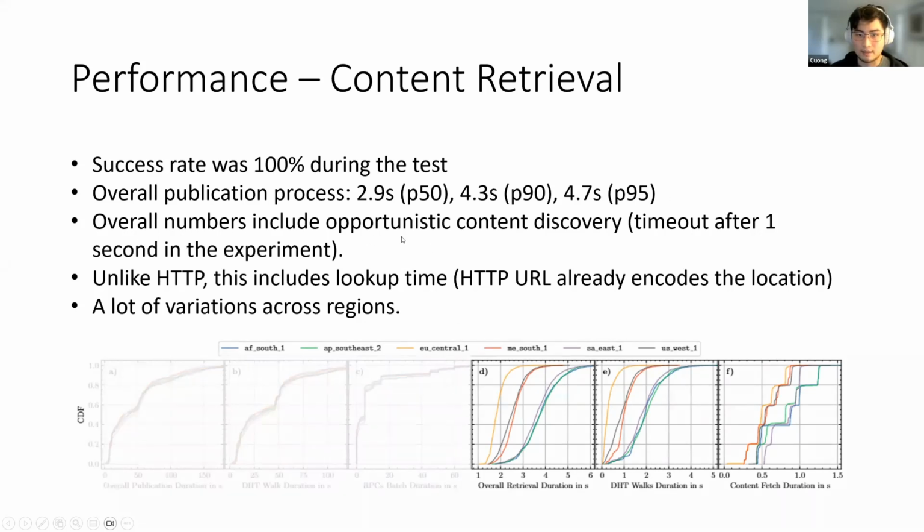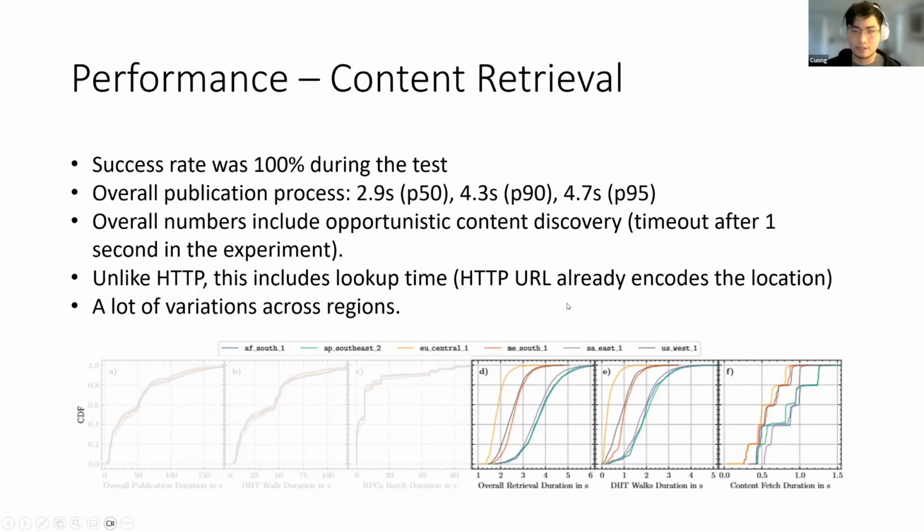Note that these numbers include the opportunistic content discovery timeout, and in the experiment, all of the files are new, so the neighboring peer doesn't know about the file yet. So this content discovery would time out after 1 second, and unlike HTTP, this also includes lookup time, which is the time to figure out which host is holding the content.